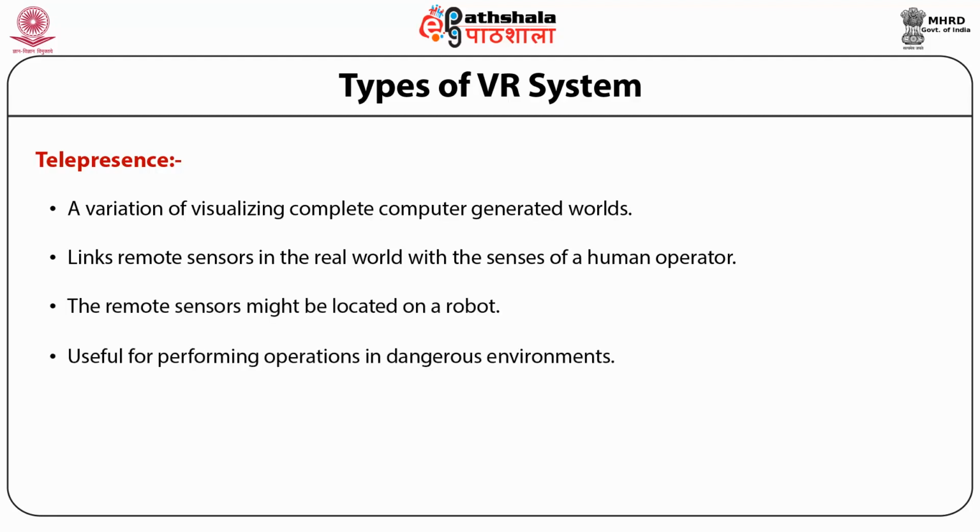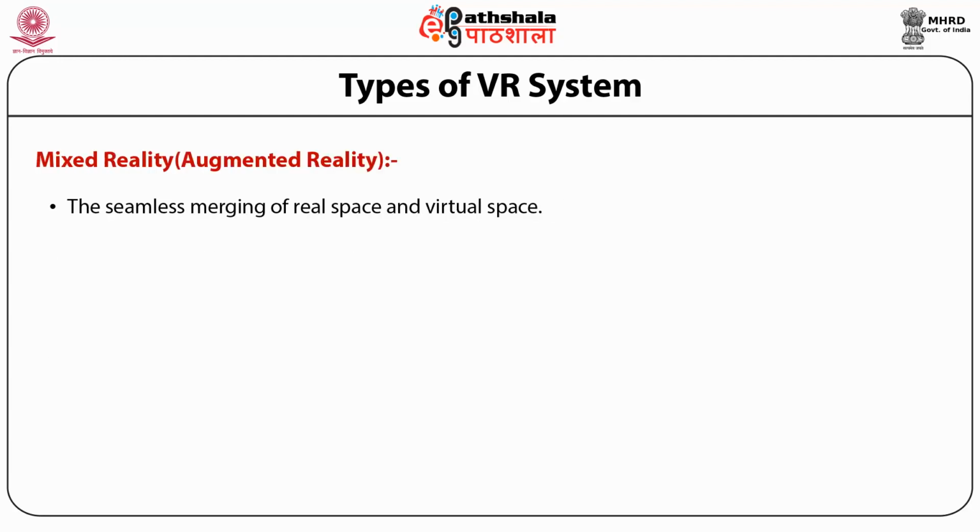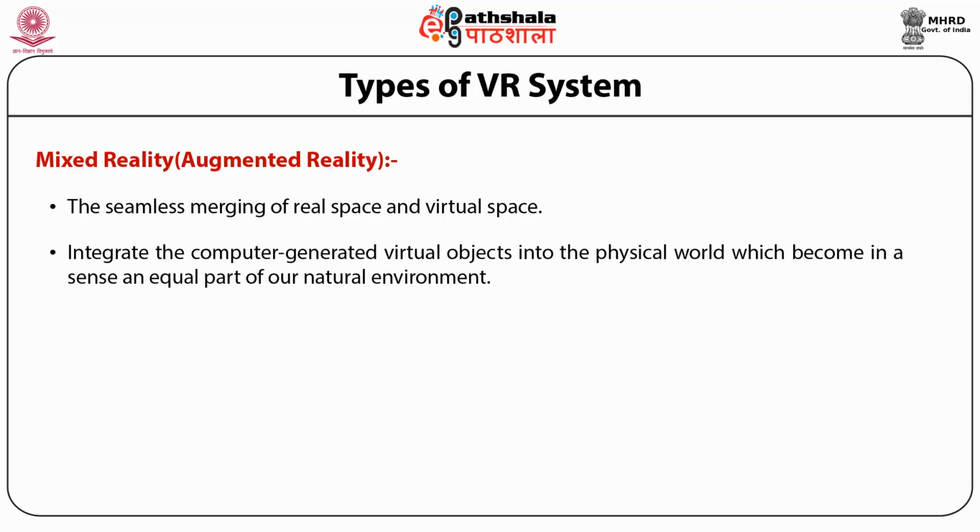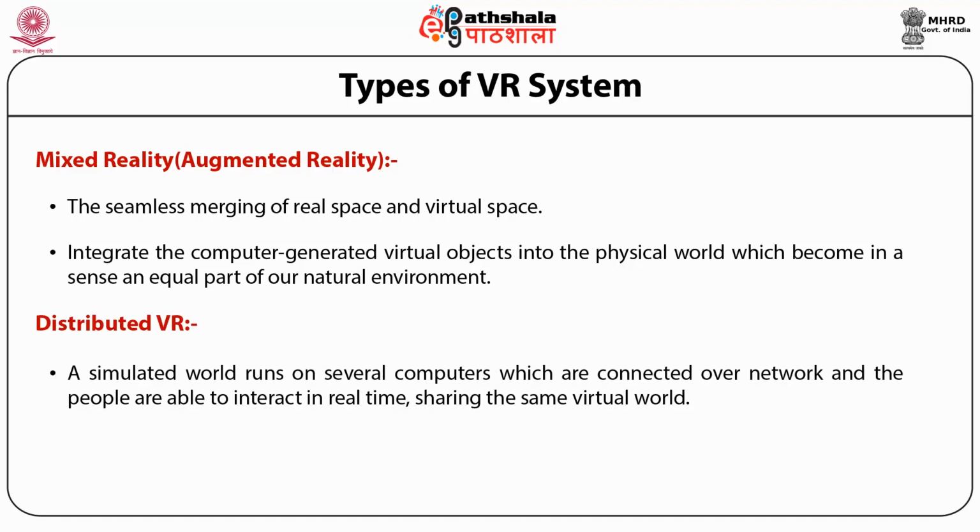Types of VR system include mixed reality, called augmented reality, the seamless merging of real space and virtual space. It integrates computer-generated visual objects into the physical world, which become in a sense an equal part of our natural environment. Distributed virtual reality: a simulated world runs on several computers which are connected over a network, and the people are able to interact in real time, sharing the same virtual world.